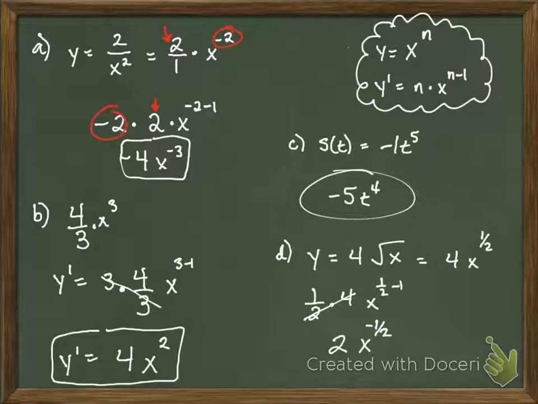Now, x to the negative 1/2, we don't like to write stuff with negative exponents. So we need to make that a positive exponent. So you could say 2 over x to the 1/2, or you could just write it as 2 over the square root of x. Either way, doesn't matter.